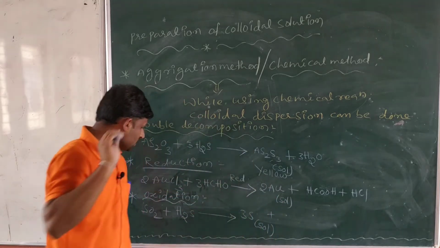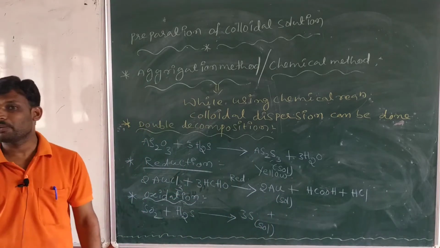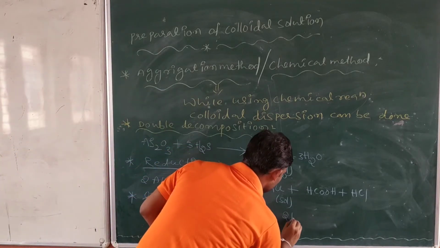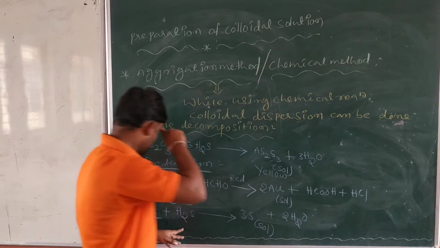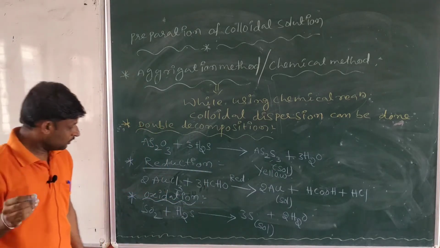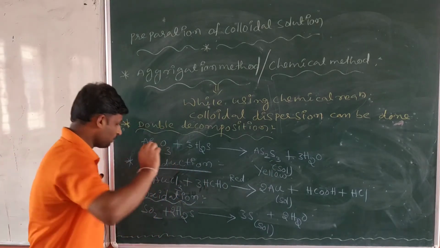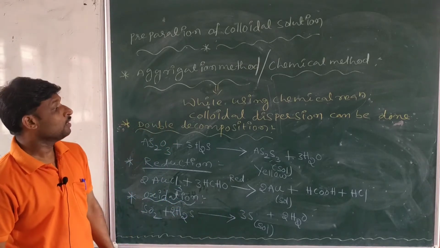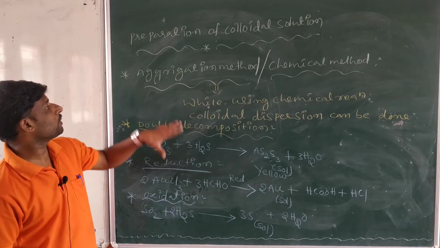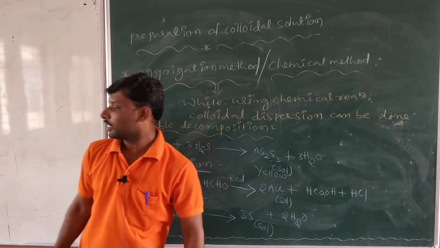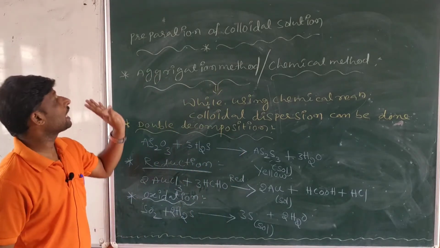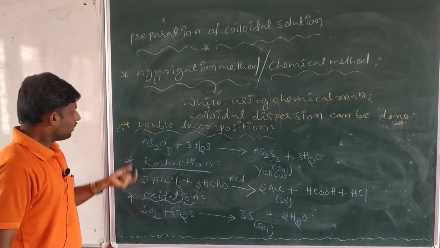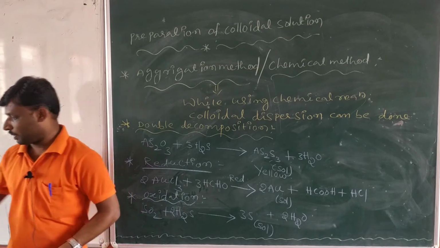Plus, what is forming, sir? H2O is forming. Again in this case also, H2O. Here I am writing 2 moles of H2O. Are you getting it? So here I will take 2 because of 3S. The formula should be 3S. This is the sulfur sol. So these are the chemical methods, or aggregation methods, to prepare sols. These are some examples. Now we'll go to the next point.